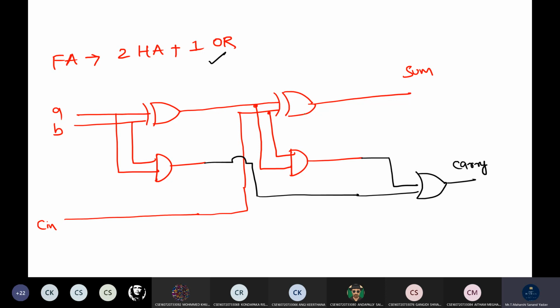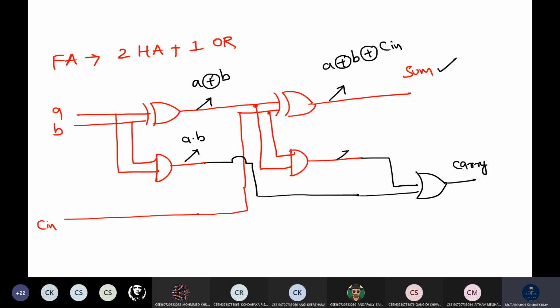If you are getting confused with this, better try to write the equivalence. What will be the output at this point? It is A XOR B. Here A XOR B XOR Cin. We got the answer for sum.